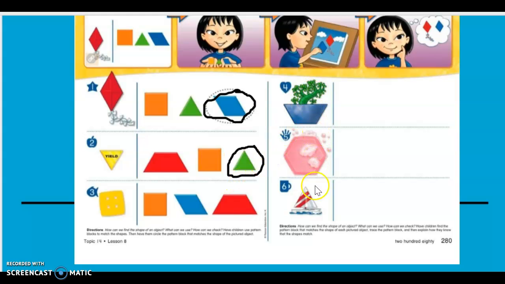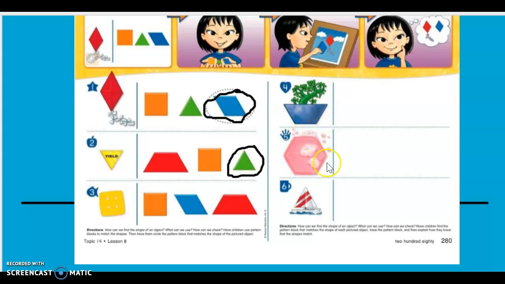Okay, for number 4 through 6, they want you guys to look at the pictures. So let's look at the shapes in each picture. So they want you to tell me, what shape is this? Do you know what shape it is? Okay, and think about, why do you know that it's that shape? How many sides does it have? How do you know?